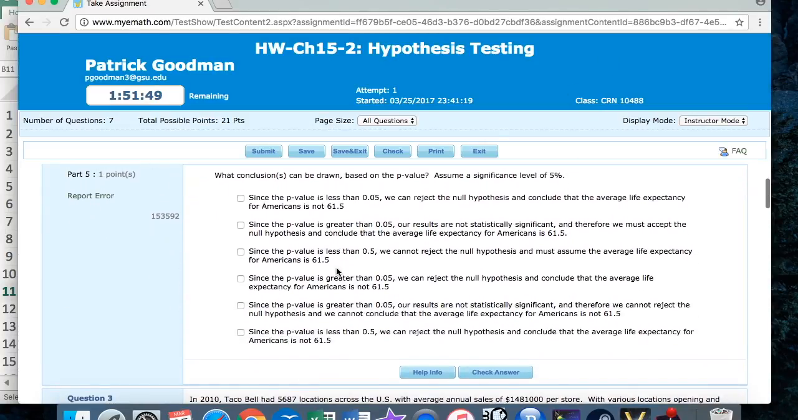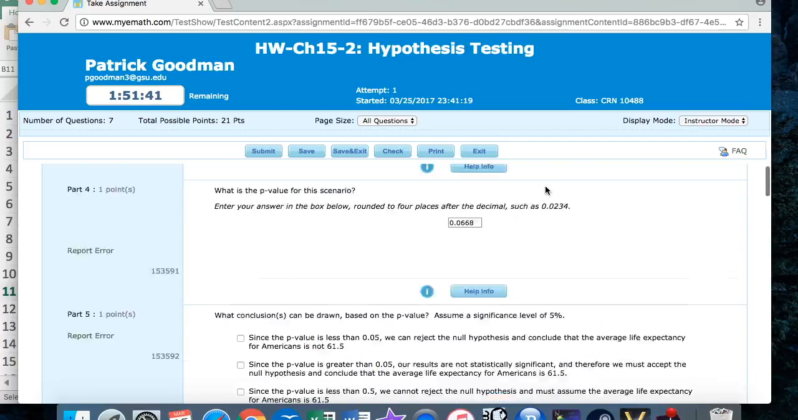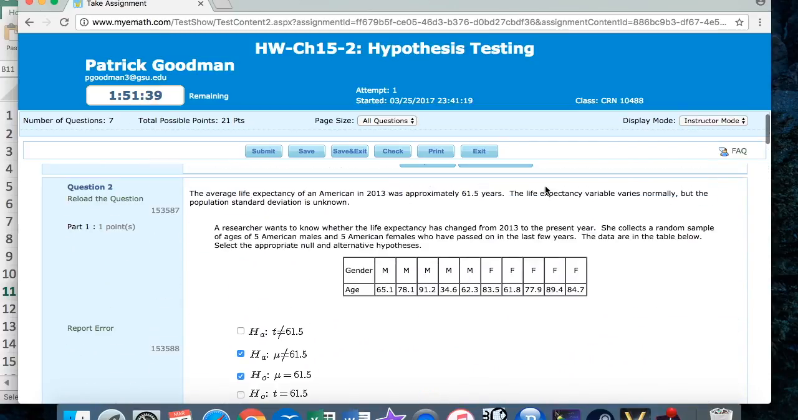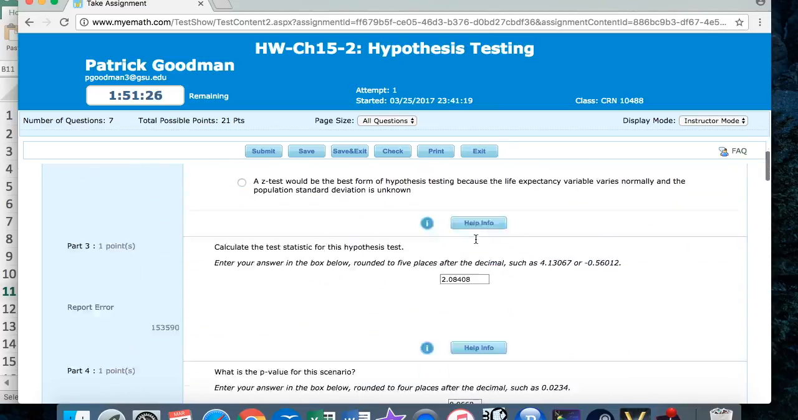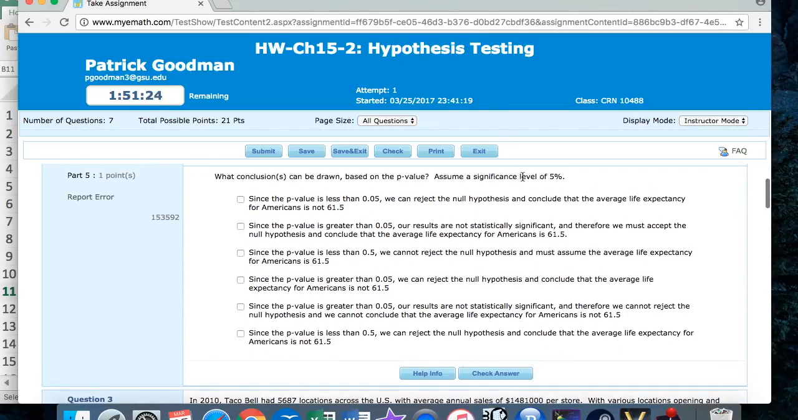All right, so what conclusions can be drawn based on the p-value? Here we're assuming a significance level of 5%. For some reason they don't like to give alpha in the problem. I don't know why, because usually that's how you can tell what your alternate hypothesis is going to be. But I guess these people are being a little more tricky. So here's our significance level, 5%. We just have to see, is our p-value less than 5%?